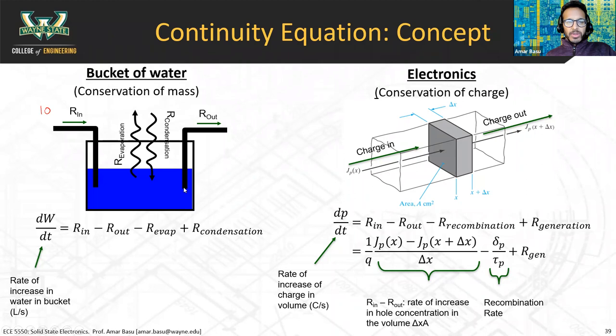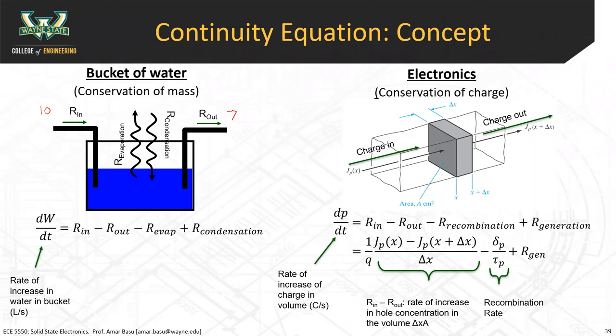There's also a pipe taking water out of the bucket. Let's say that this is 7 liters per second. Now just using common sense, what's going to happen here? You're flowing water into a bucket at a rate of 10 liters per second, and flowing water out of the bucket at a rate of 7 liters per second. What's going to happen over time? The bucket's going to overflow, right.